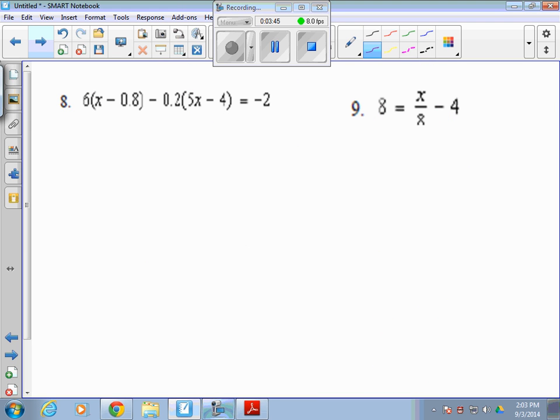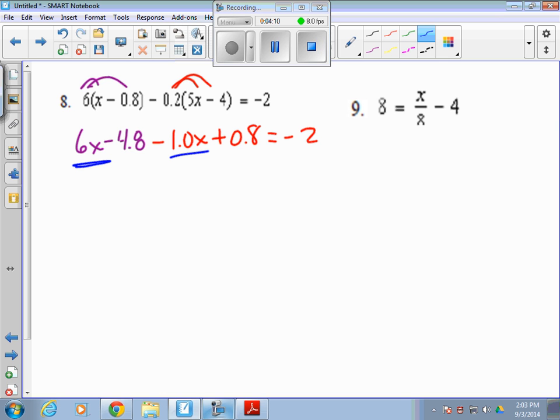6 times x minus 0.8 minus 0.2 times 5x minus 4 is equal to negative 2. Distribute. 6 times x is 6x. 6 times negative 0.8 is negative 4.8. Distribute negative 0.2 times 5x is negative 1.0x. Negative 0.2 times negative 4 is positive 0.8. Combine your like terms. You have 6x minus 1x is going to be 5x. And you also have negative 4.8 plus 0.8 is going to be negative 4.